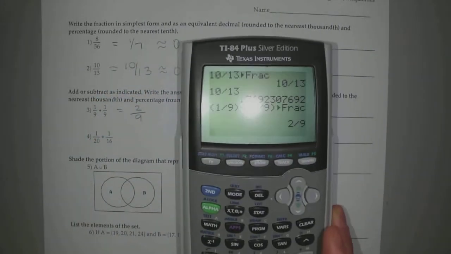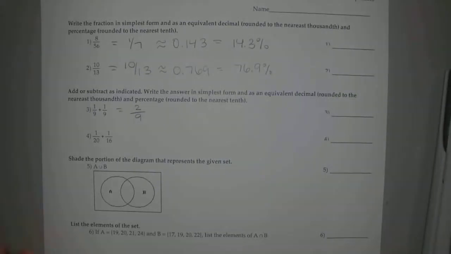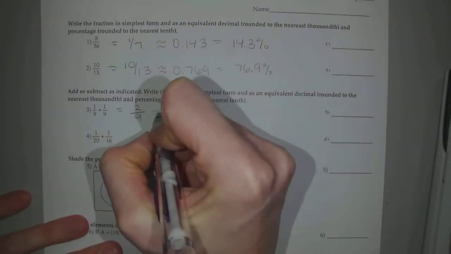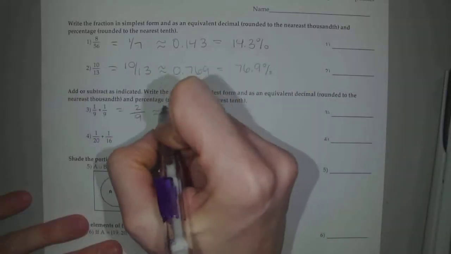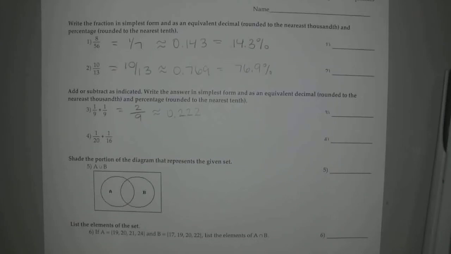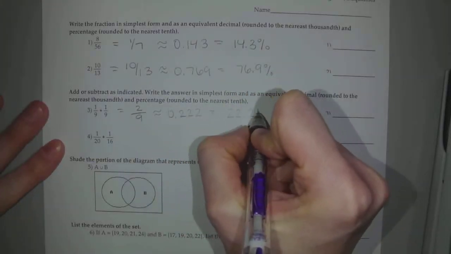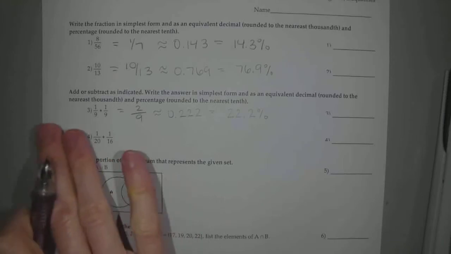But if we need that as a decimal, we'll just take 2 divided by 9 in our calculator, and we'll get 0.2 repeating. So I'm going to do the squiggly equal sign, which means approximately. Rounding to the nearest thousandths is 3 decimal places, so it'll be 3 2s. And then again, just move that decimal over 2 spots or multiply by 100 to get the equivalent percent of 22.2%.